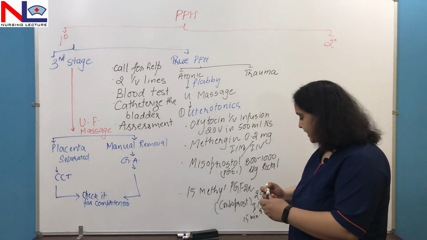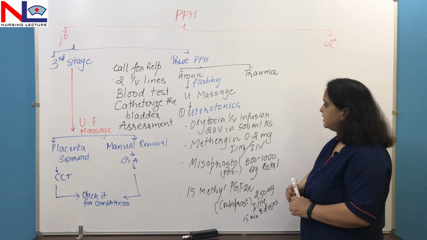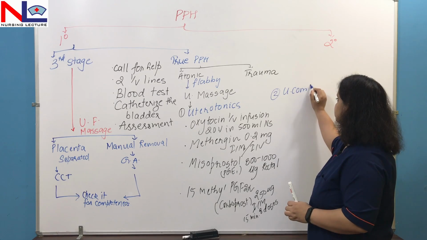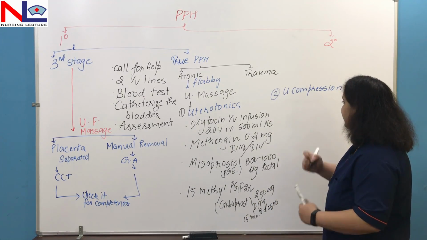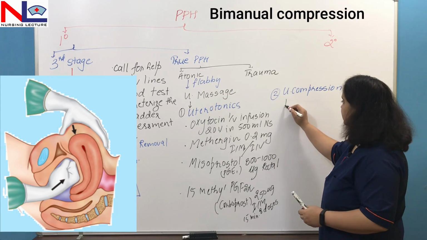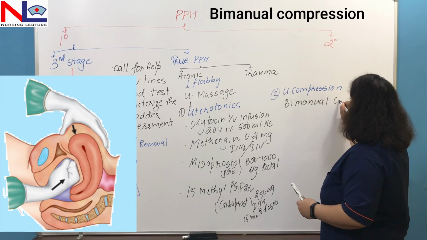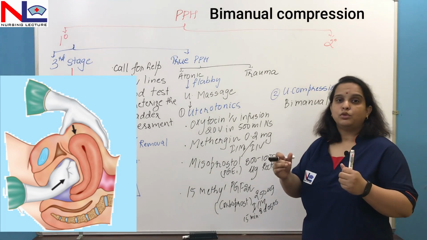So what is the next step? Once the uterotonics fail to contract the uterus, the other choice is uterine compression. How will we compress the uterus? By the bimanual method. Bimanual compression. So what is bimanual? Bimanual means you are using both hands.